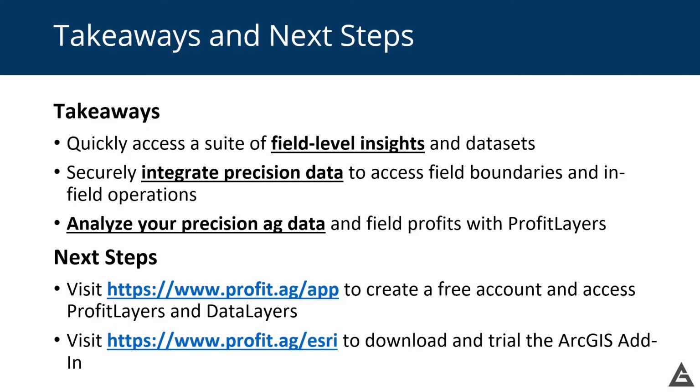So, you can start by quickly accessing your field level insights and datasets with Data Layers. Then you can quickly integrate precision ag data from John Deere Operations Center, Climate FieldView, or CNH. You can analyze your precision ag data and evaluate field profits using the Profit Layers profit mapping system. And additionally, you can access and visualize your field level data as well as conduct profit analyses in the ArcGIS Pro platform by using the Ag Analytics add-in.